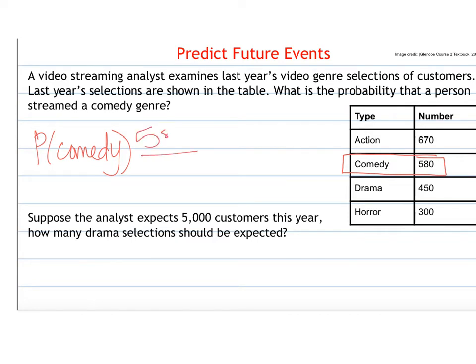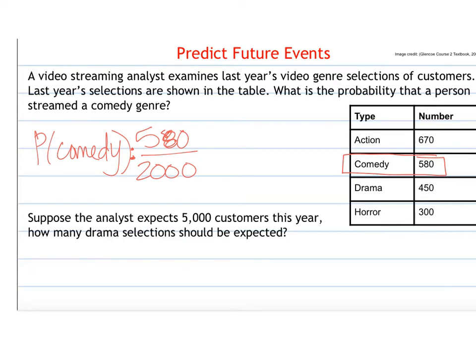So 580 is going to be our numerator because there were 580 people that liked comedy. And then I'm going to add up everything else. So 670 plus 580 plus 450 plus 300. And I get 2,000 people. So now I'm going to simplify this down. Actually, I'm going to leave it like this. So the probability is 580 out of 2,000.